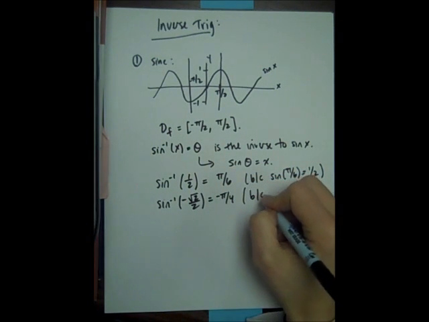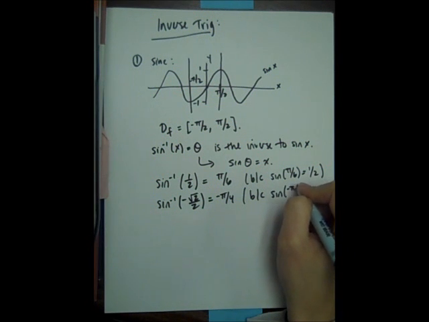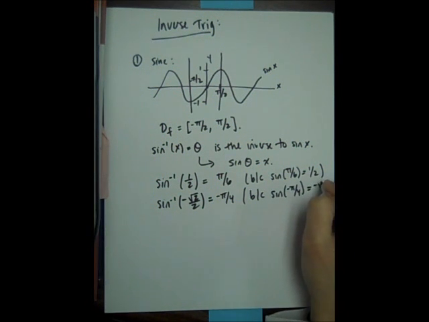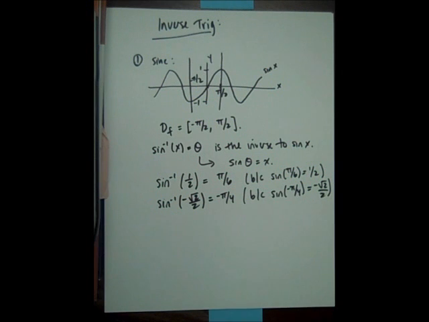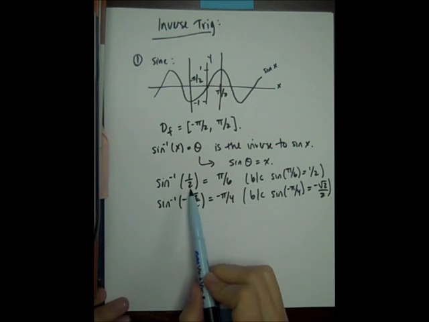And again, this is because sine of -pi/4 is -√2/2. So that's sine inverse. With sine inverse, you always look to the right-hand side of the unit circle and ask yourself, what angle is giving me the y-coordinate equal to this inside value?